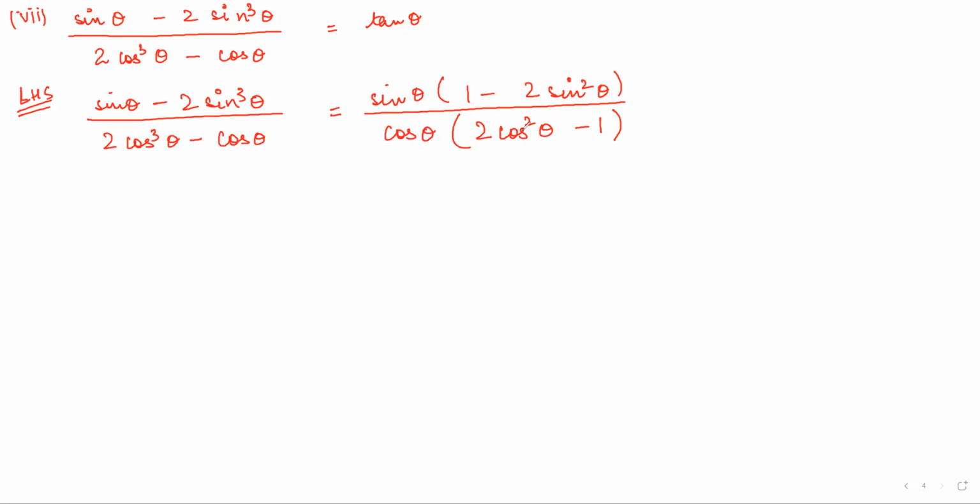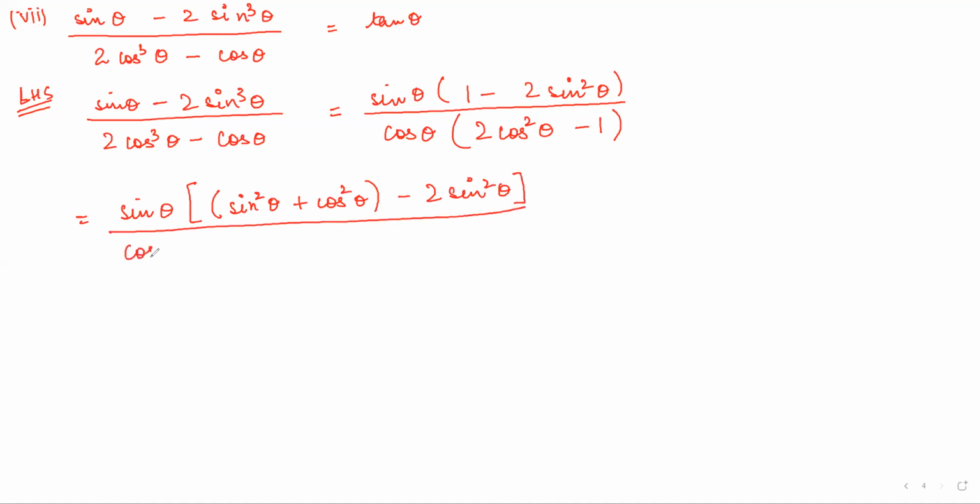Now what will I do here? I can replace this 1 by this. Look at the identity: sine square theta plus cos square theta is equal to 1. So in place of this 1, I can write sine square theta plus cos square theta. From identity number 1, I'm writing sine theta into, in place of 1, sine square theta plus cos square theta and then minus 2 sine square theta. So use your brackets correctly, carefully.